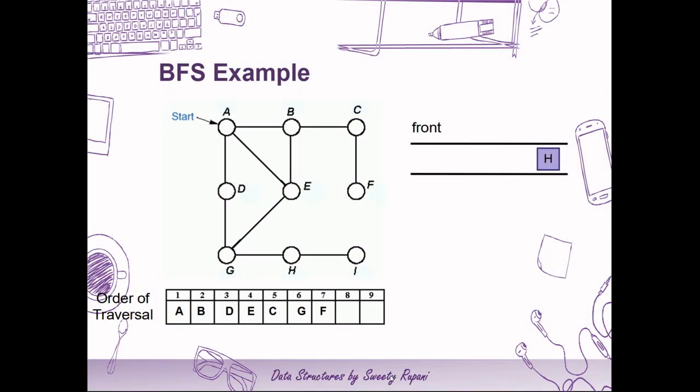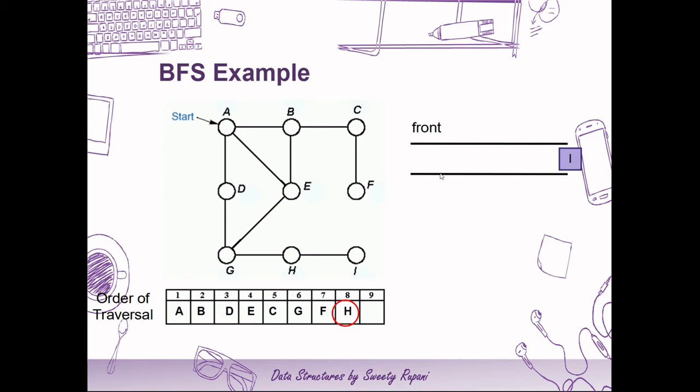Next one would be F. F comes out. We will check for all the adjacent vertices to F. F has only one adjacent vertex, that is C, but C has already been visited, so we will not add anything to the existing queue. Next thing that comes out is H. So H would be marked over here. H is the current vertex that has been visited, and adjacent vertices to H are G and I, but G has already been visited, so we will just add I to the queue.